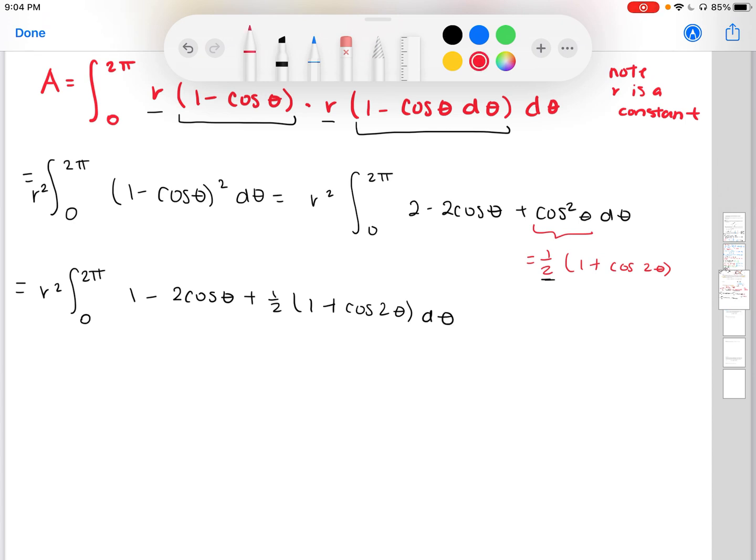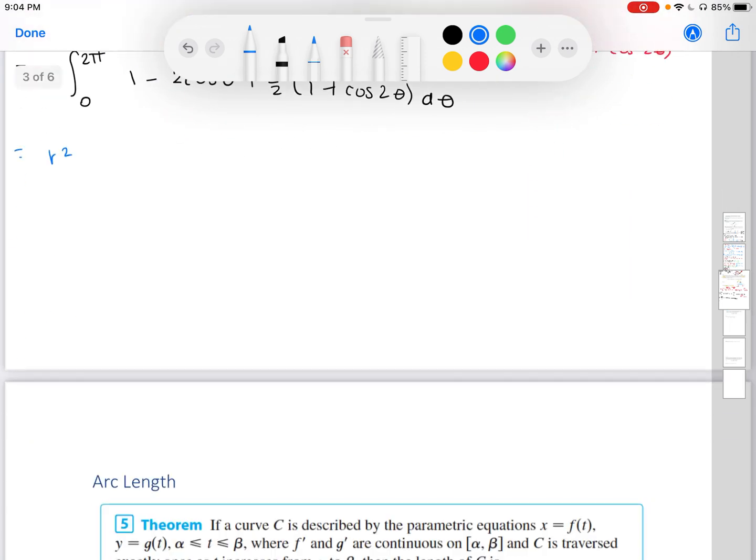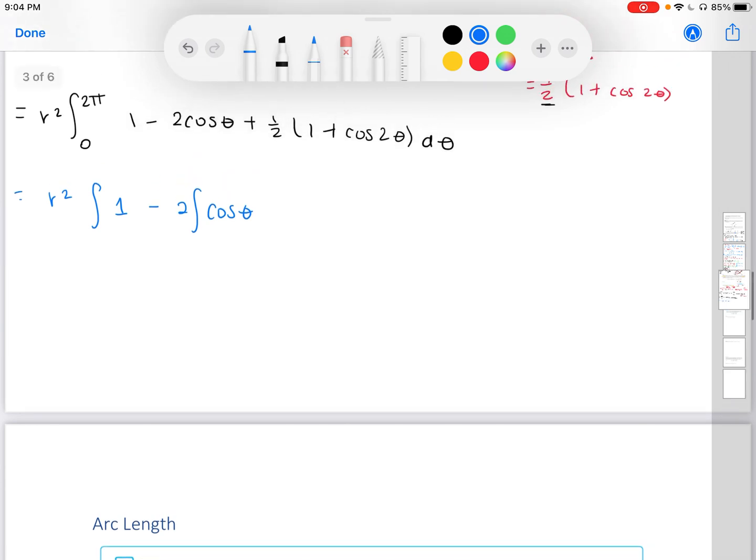All right, because each one is its own term, if it's helpful, you can integrate each one separately, right? Let's go ahead and write it that way. We have r squared times the integral of 1, minus 2 times the integral of cosine of theta, plus 1/2 times the integral of 1 plus cosine of 2 theta. All right, and we can integrate each one.